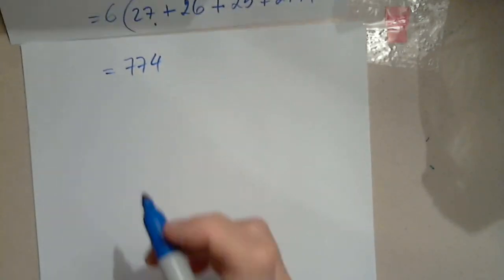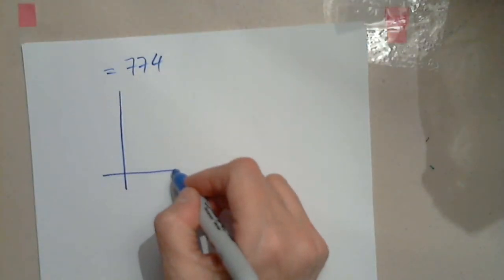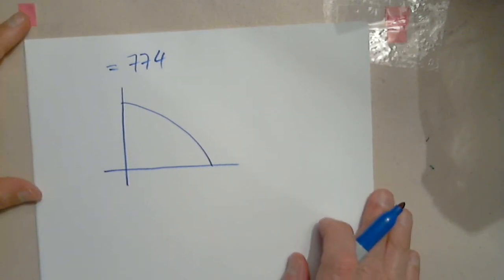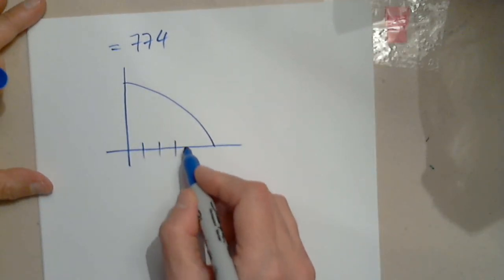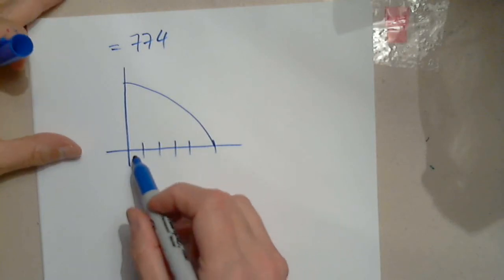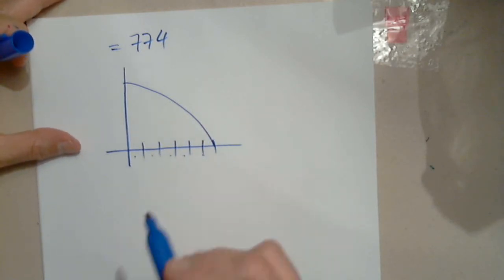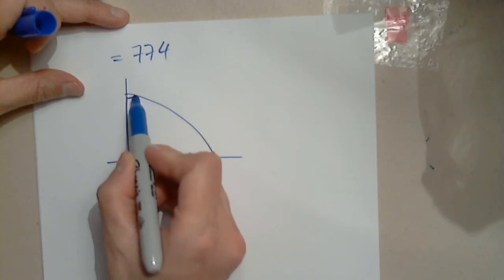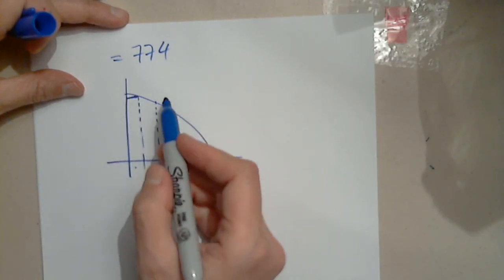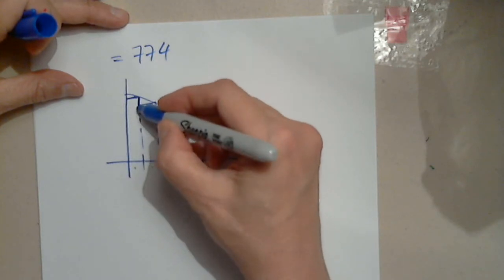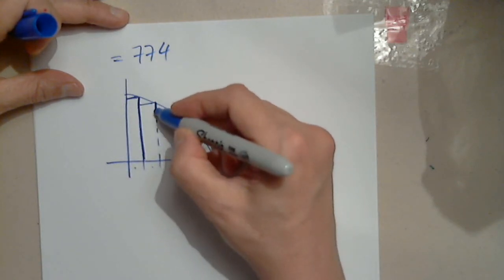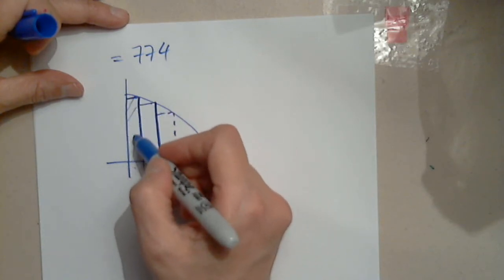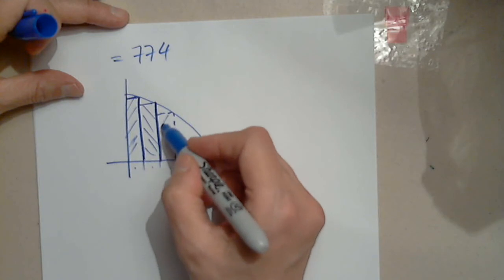So for such a function that is decreasing, we still have 6 subintervals. 1, 2, 3, 4, 5, 6. Then for the rightmost point, it will be this. So now we will be using this height. For the next subinterval, I will be using this height. So this is one area. This is the second one. This is the third.